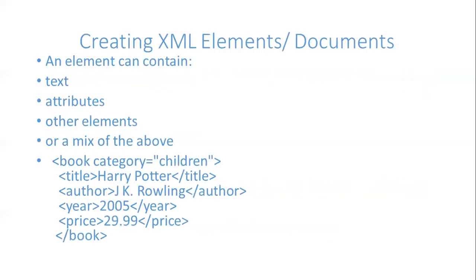So how do we create an XML document? An XML element should contain text, attributes, and other elements, or a mix of these. For example, here book is the root element, and category is the attribute. Just like we have attributes in HTML or XHTML, we have attributes for the root element and also for the other elements. So here, book is the root element, which has an attribute called category, and then the sub elements are title, author, year, and price, which can be repetitive. You can have multiple repetitions of these.